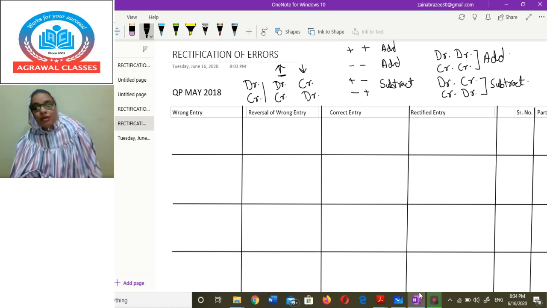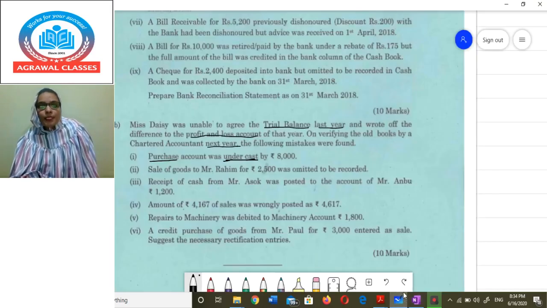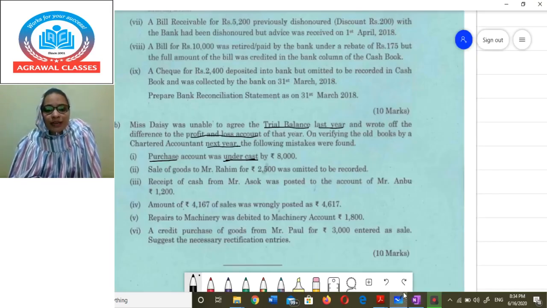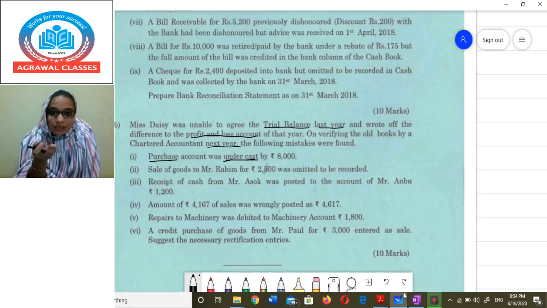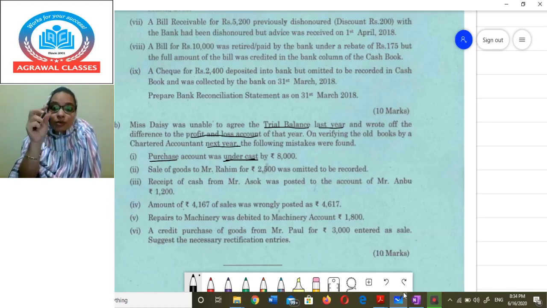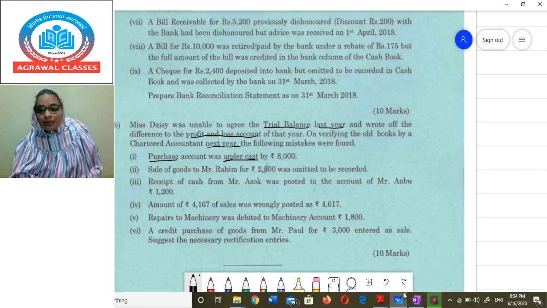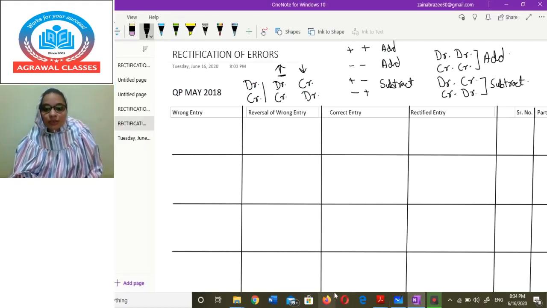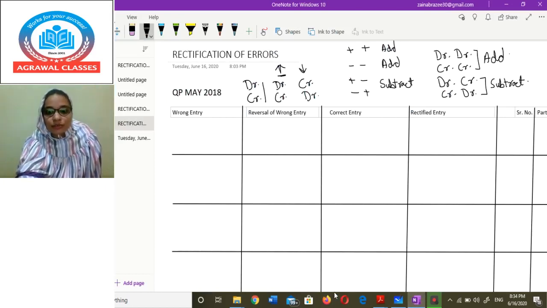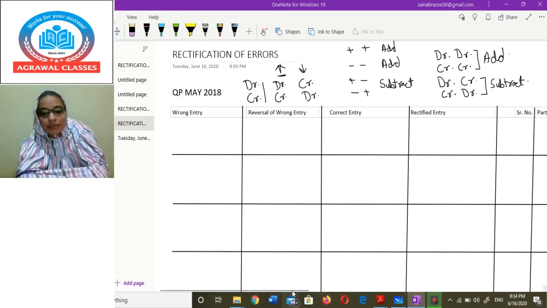Okay. So the first point, purchase account was undercast by 8,000. We know that purchase is a debit balance. Okay. It was less. So what do you think? हमको purchase और बढ़ाना पड़ेगा क्योंकि हमने total में less लिया है. और बढ़ाने के लिए purchase को हम क्या करेंगे? और debit करेंगे. Let's come on to the solution. Now see, you just pay attention on how I've marked the solution, how I've prepared the tables.